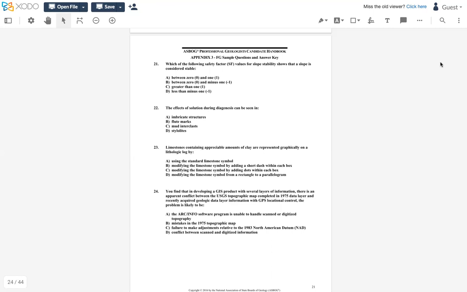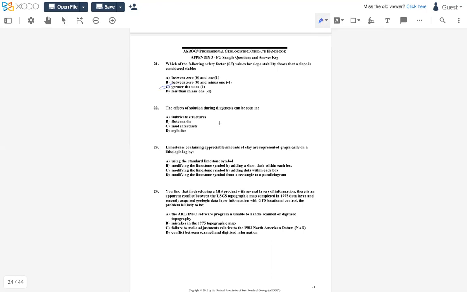But since I do know that, let me go ahead and look at the answer choices. So between 0 and 1, between 0 and -1, greater than 1, less than -1. I know that safety factors greater than 1 are considered stable. Let's see here, I guess I should select a marker. That would be helpful. C is the correct answer.